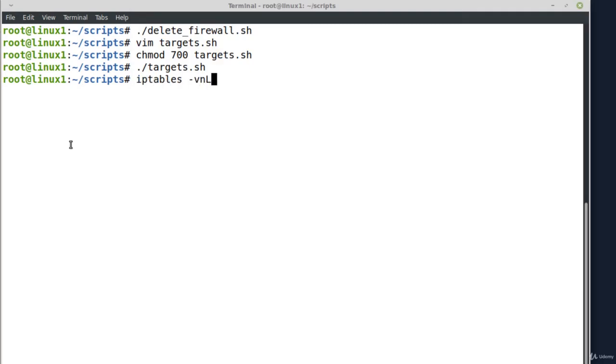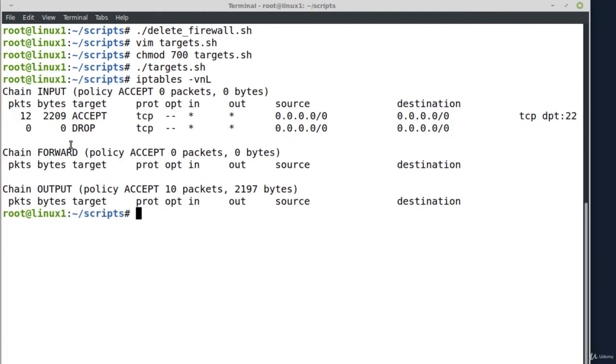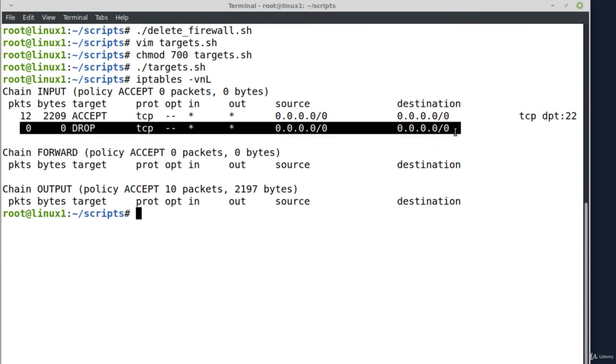If I list the firewall, I will see matched packets by the first rule. There are 12 matched packets. And no packet matched by the second rule. Notice that the second rule hasn't matched any packets.